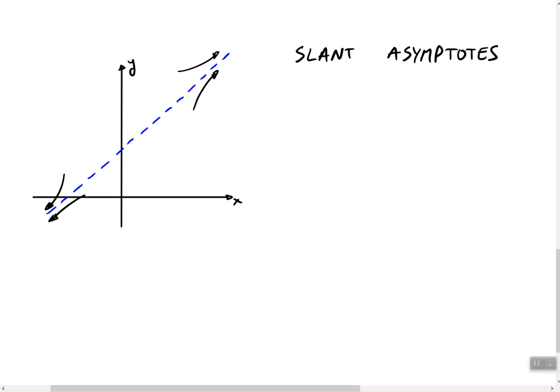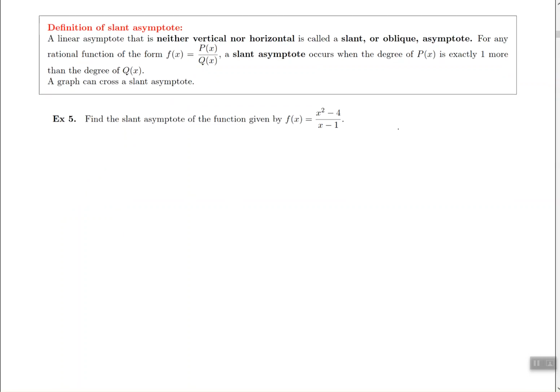So how do you find these things? To find them, we will be doing long division. So if you don't remember long division, I'll show you right now how to do long division with an example. Okay, so let's take a look at an actual example where we're looking for the slant asymptote.